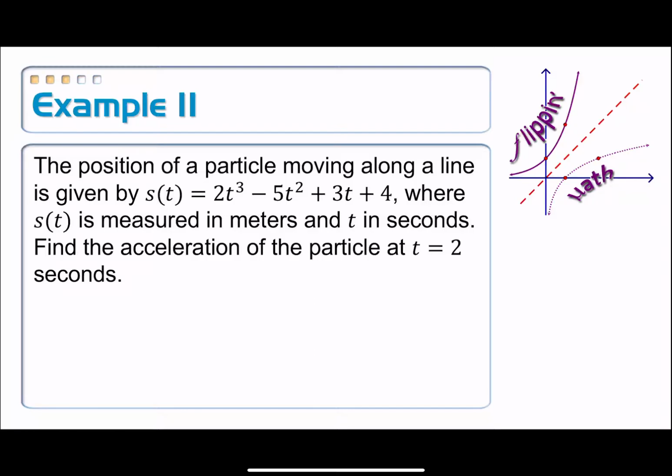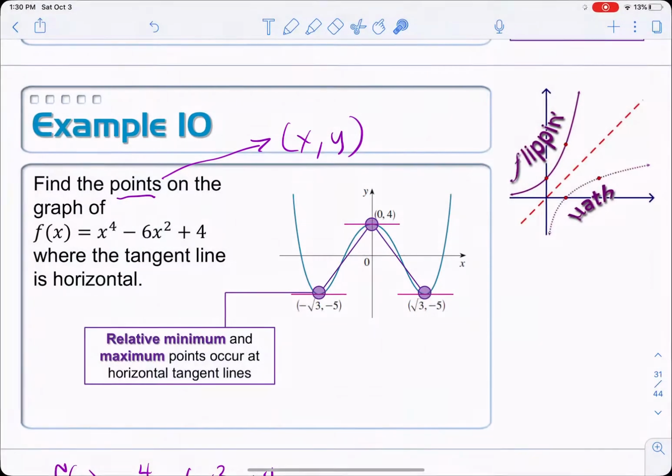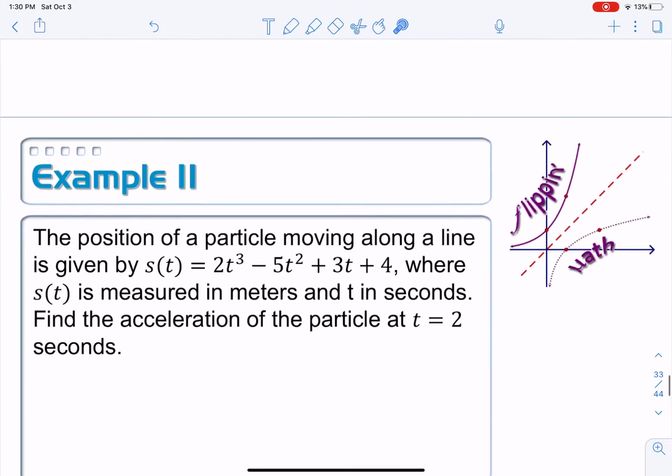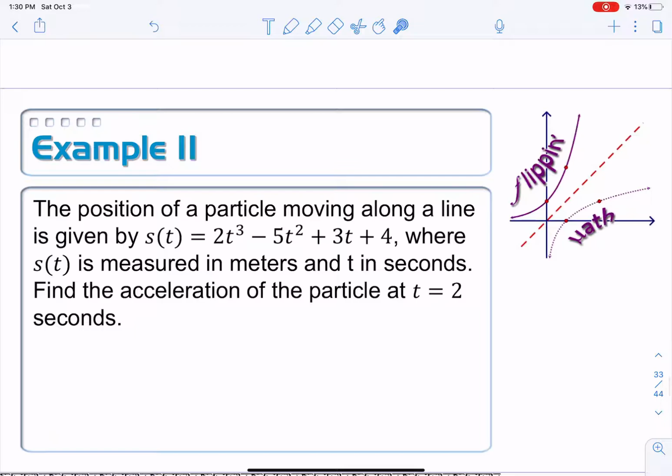How do I find the acceleration if I'm given position? I have to find 2 derivatives. This is going to be super easy because it's all polynomial, and I can find derivatives of polynomials all day. I'm going to do it right here. There's not a whole bunch of space, but it doesn't even matter because I'm not going to need it.